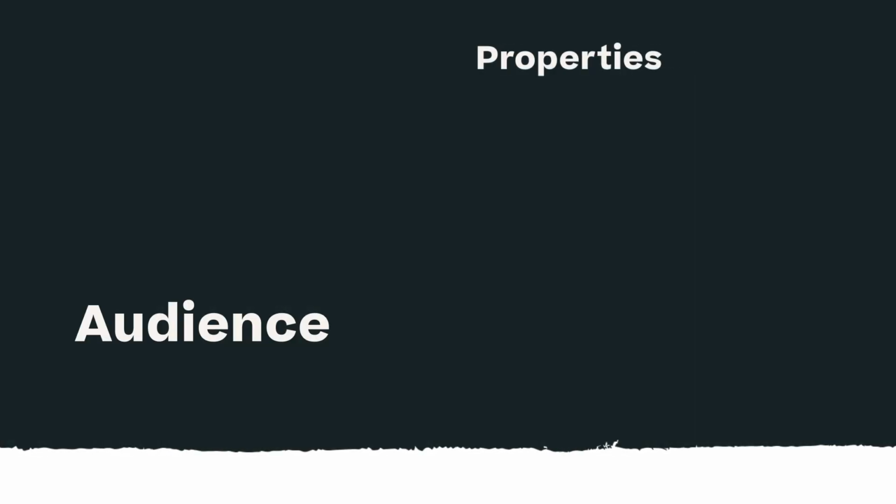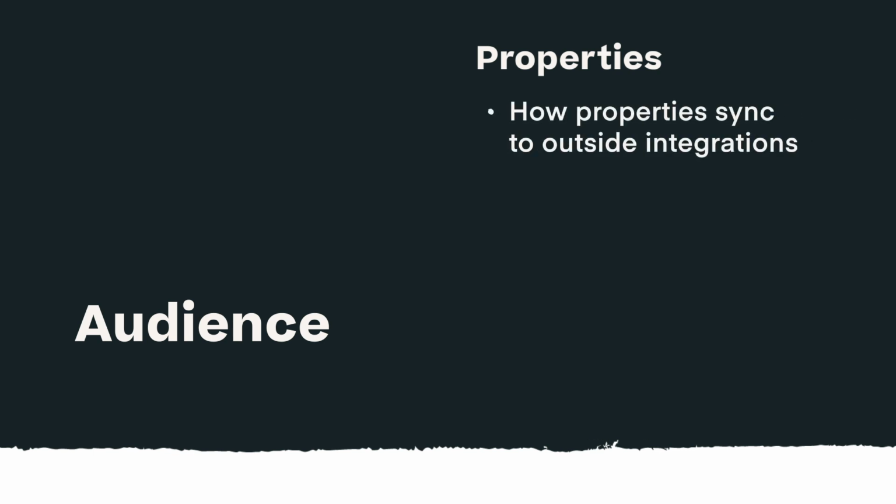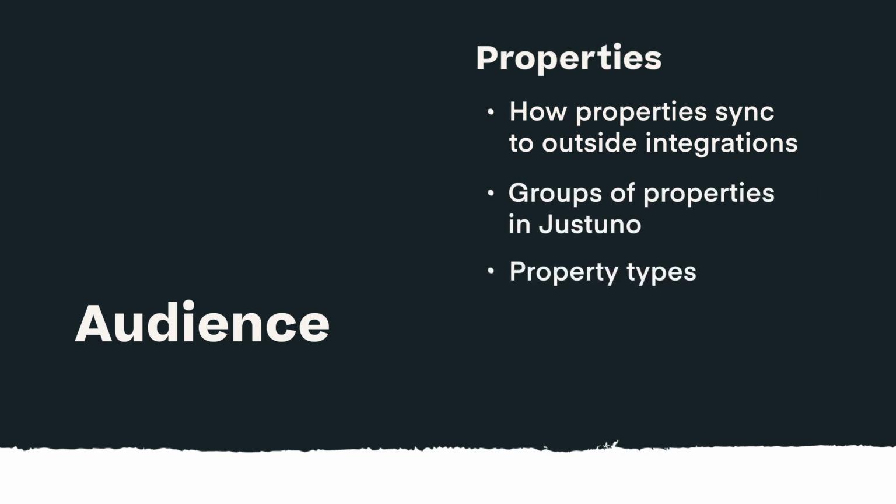Welcome to Properties. This is the base level of data that we collect about visitors coming to your site to ultimately form their visitor profile. Let's cover four main topics: how properties sync to outside integrations, the groups of properties that we have in Justuno. Then let's talk about system versus user properties and what read-only properties mean for you. And then finally, we'll look into creating our own properties.